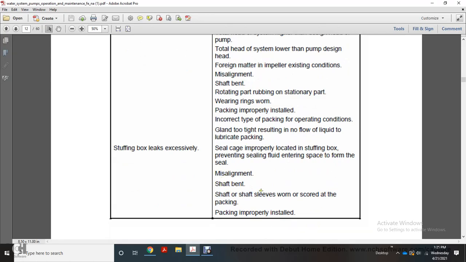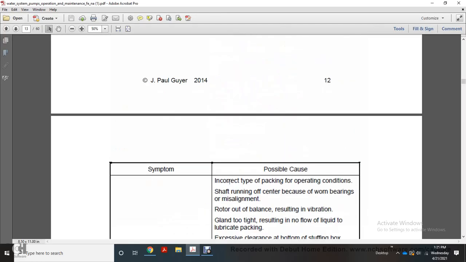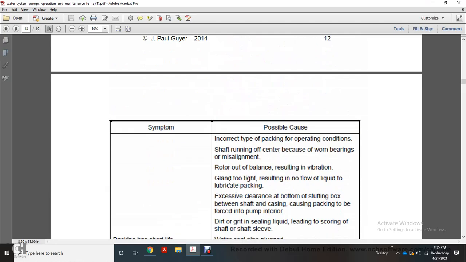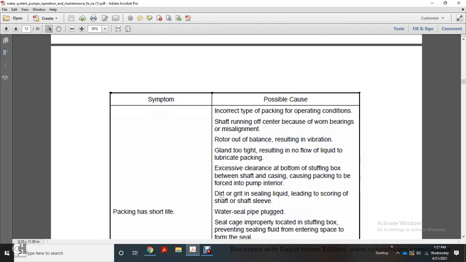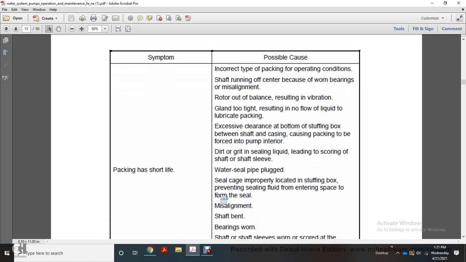Misalignment. Shaft bent. Shaft, shaft sleeves worn or scored at the packing. Packing improperly installed, incorrect type of packing for the operating conditions. Shaft running off center because of worn bearings, misalignment, or rotor out of balance, resulting in vibration. Gland too tight, with no outflow of liquid to lubricate the packing. Excessive clearance at the bottom of the stuffing box between the stuffing box and the casing, causing the packing to be forced into the pump interior. Dirt or grit in the sealing liquid, leading to scoring of the shaft sleeve.